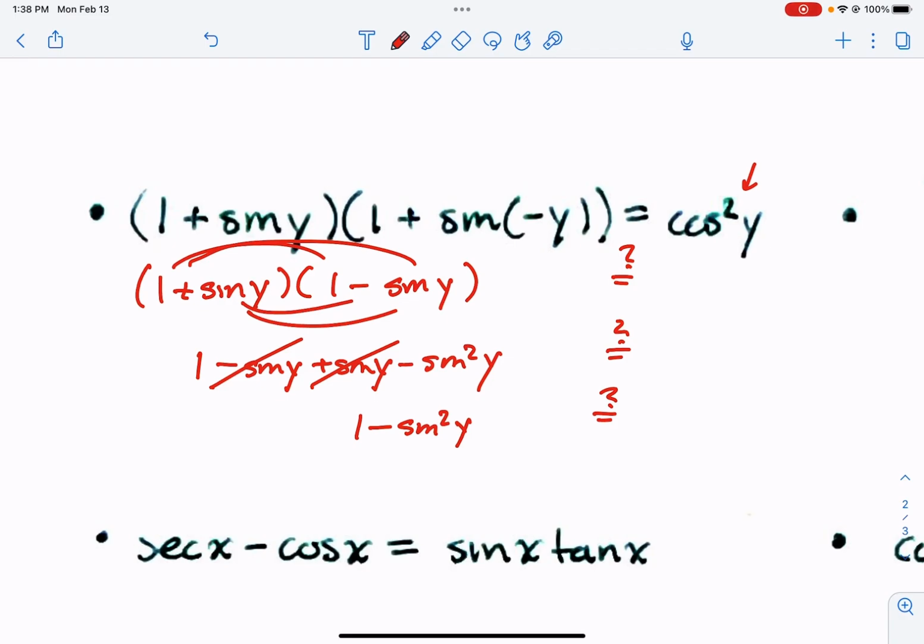Oh, but that's exactly what cosine squared is. Right, so cosine squared y is equal to itself. Boom. Yeah, that one's not too bad. There's a lot of hints at what you're supposed to do.